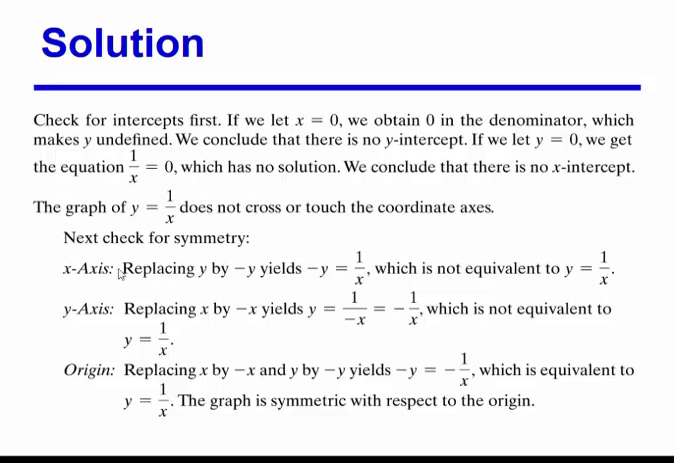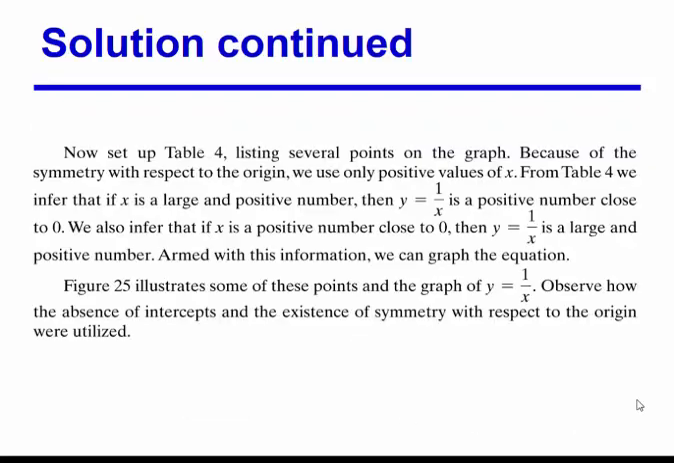So next we're going to check for symmetry. We're going to replace y with negative y. And so here you see which is not equivalent to the original. For the y-axis, we're going to replace x with negative x. This again is not equivalent to the original. And for the origin, we're going to replace x with negative x and y with negative y, which yields negative y is equal to negative 1 over x, which is in fact equivalent to the original, so the graph is symmetric with respect to the origin.